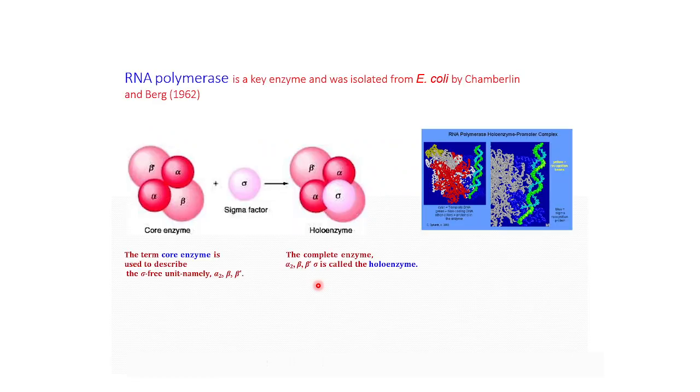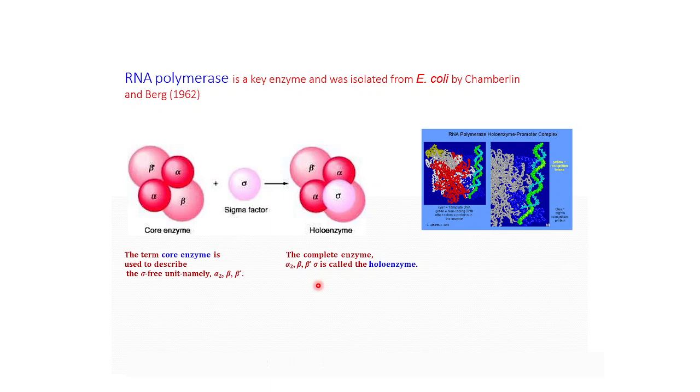So what is the RNA polymerase? It's a key enzyme which was isolated from E. coli by Chamberlain and Berg in the year 1962. If you can see over here, there is a core enzyme and a holoenzyme. The core enzyme has 2 alpha subunits and 2 beta subunits, which form the core enzyme. To describe the core enzyme, it is alpha 2, beta and beta dash. You need not remember all of these in much detail, but sometimes there are questions based on this.